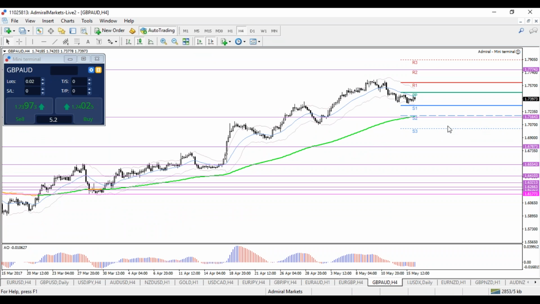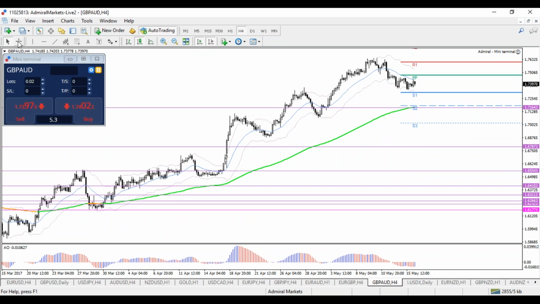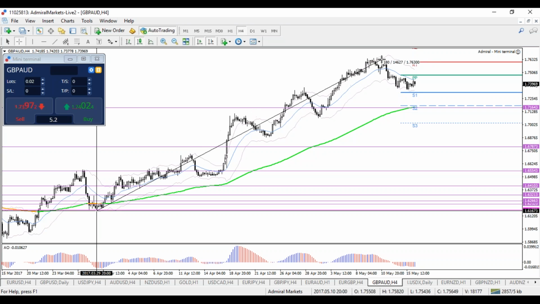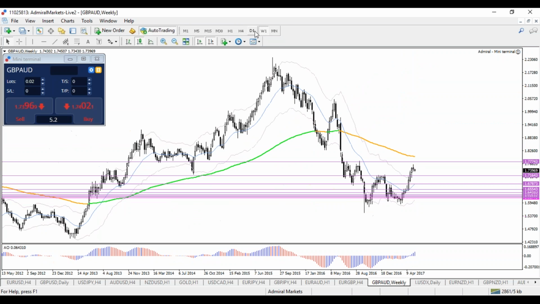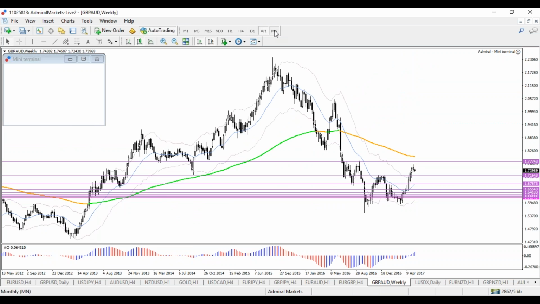Pound odd has really accelerated far, far, far. I mean, this move is 1,400, almost 1,500 pips from this bottom. So it's a tremendous push up. Really, really huge.